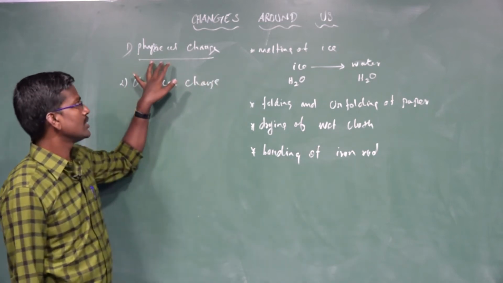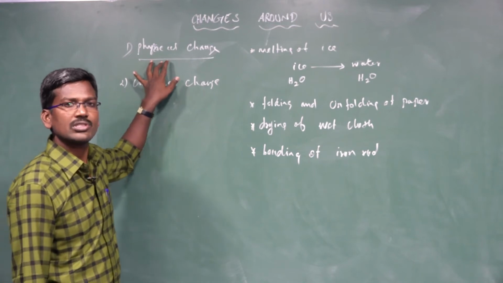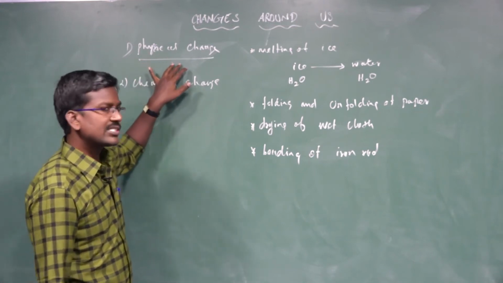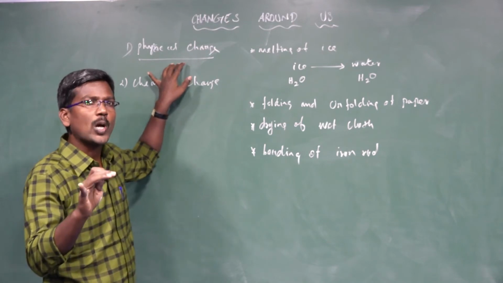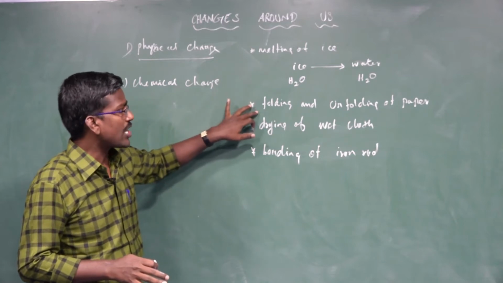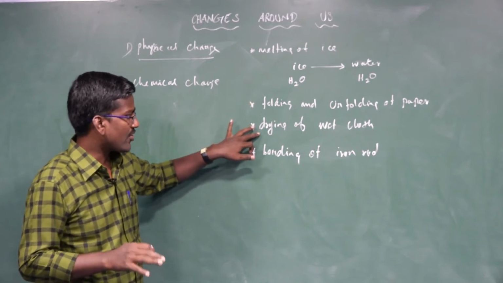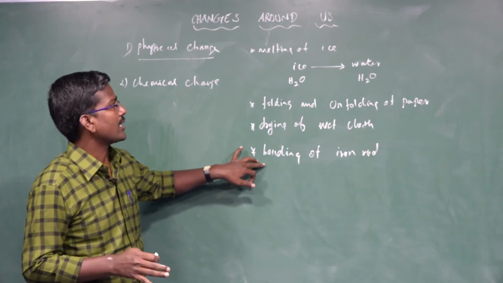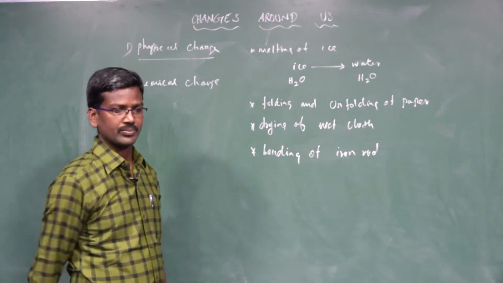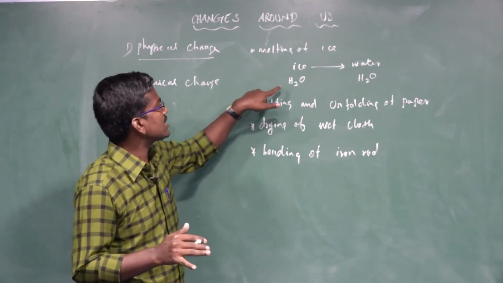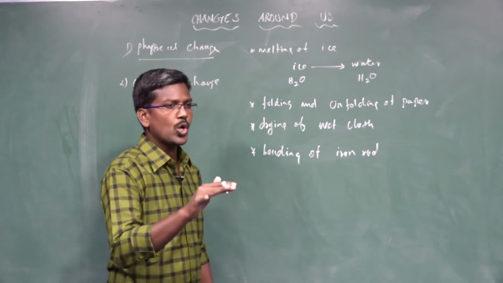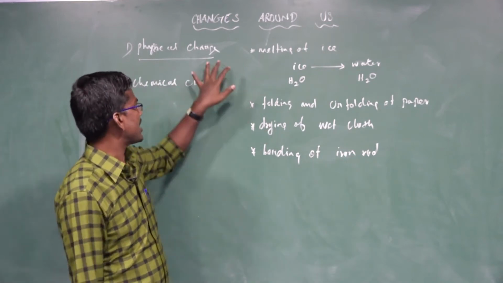Two types of changes are there in our surroundings. One is a physical change and one is a chemical change. Physical change is one in which no new products are formed. For example, melting of ice, folding and unfolding of paper, drying of wet cloth, bending of an iron rod. Ice melts to form water. The formula of ice is H2O, and the formula of water is also H2O. So no new products are formed, which is known as a physical change.